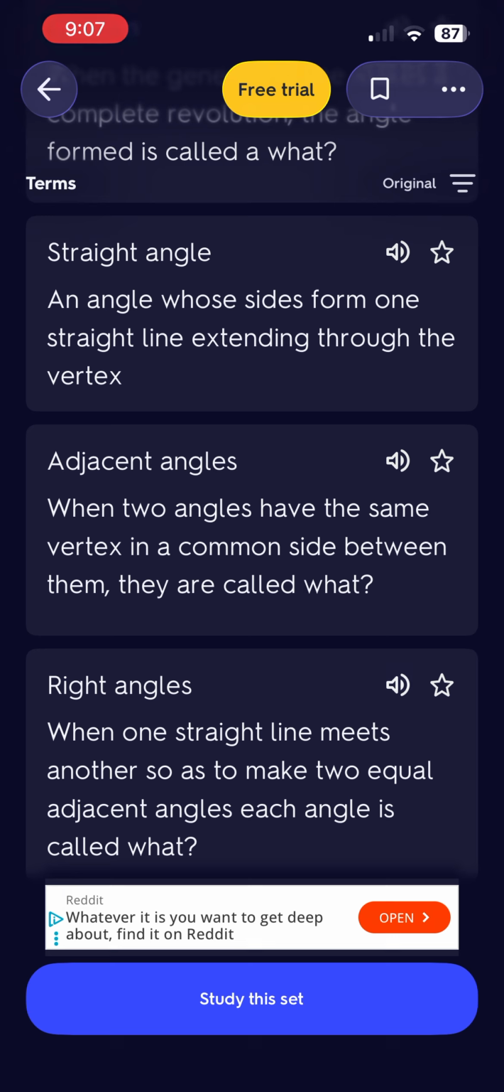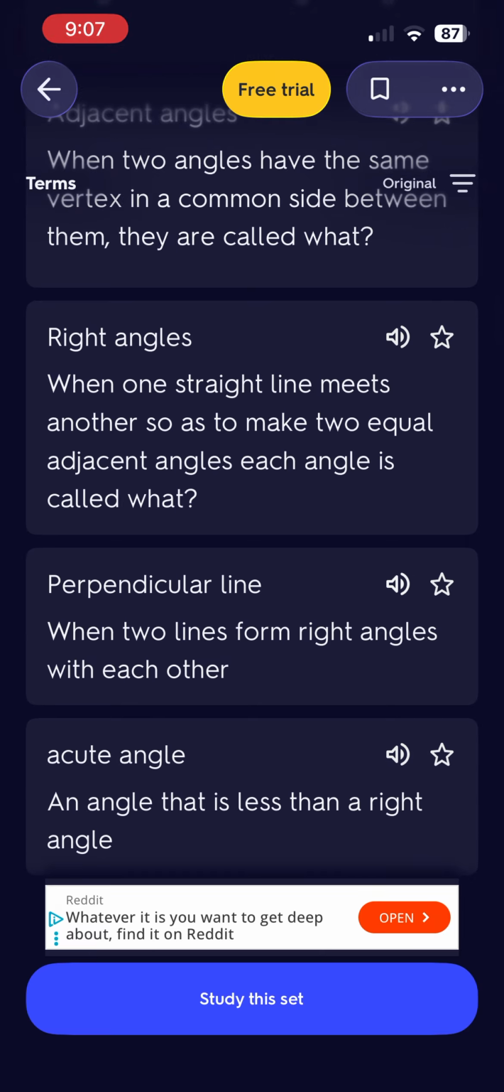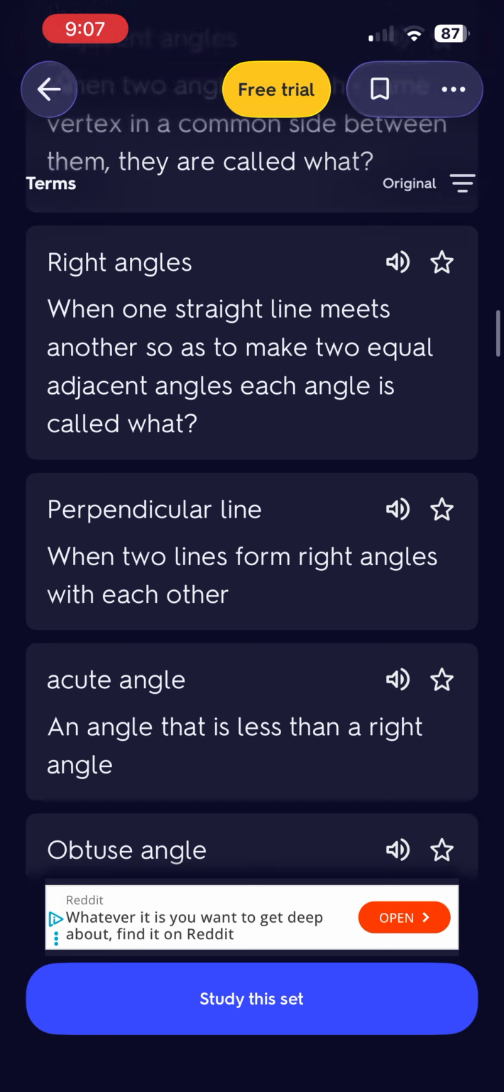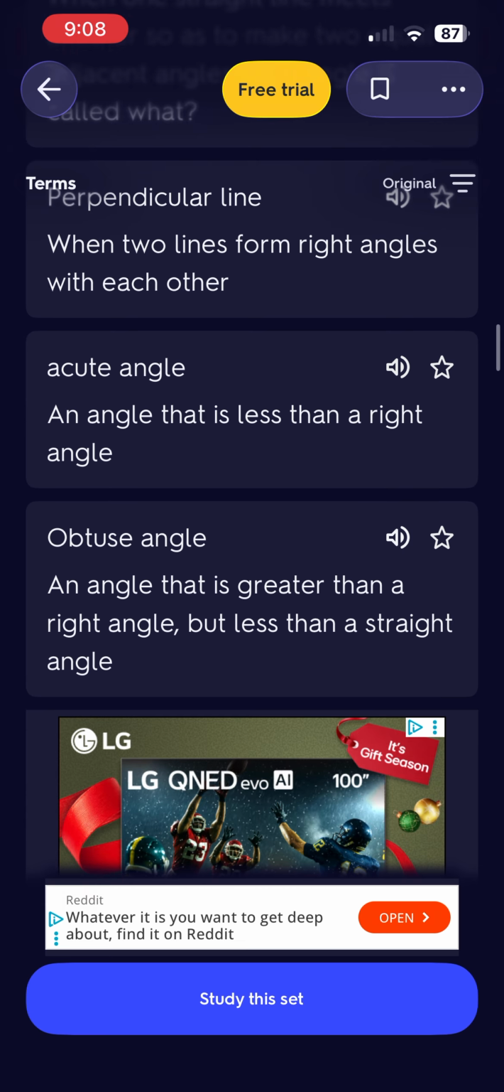Right angles. When one straight line meets another so as to make 2 equal adjacent angles, each angle is called what? Perpendicular line. When 2 lines form right angles with each other. Acute angle. An angle that is less than a right angle. Obtuse angle. An angle that is greater than a right angle, but less than a straight angle.